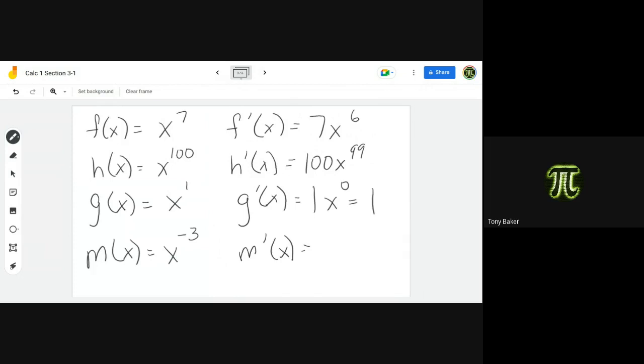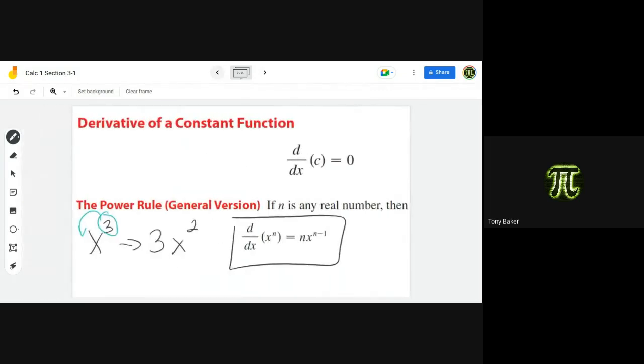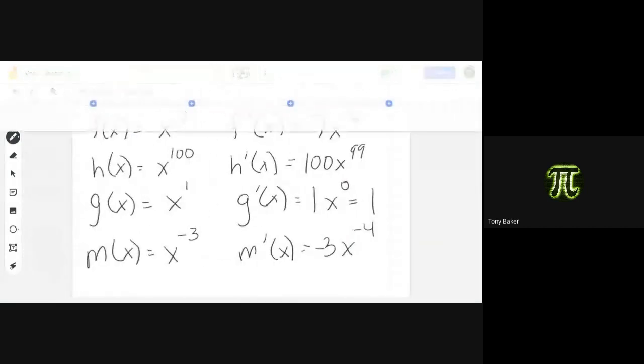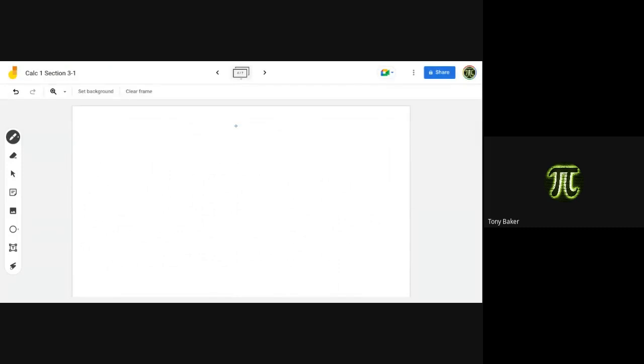Yeah. So the power rule is still going to work. This power rule stated it works for any real number. -3 is a real number. The rule stays the same. So I bring it down and I subtract 1. -3 minus 1 is -4. Okay. Same rules apply. Not that one yet. Slide first.